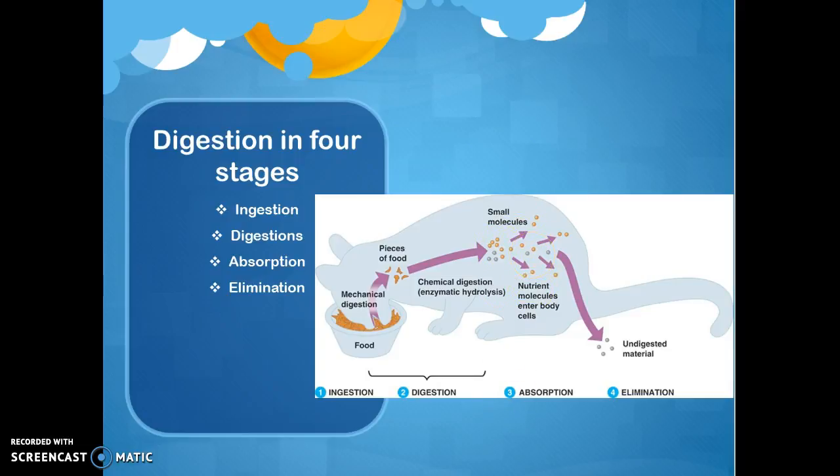Then there's absorption, which is where the small molecules actually get absorbed into the body. That happens in the small intestine. Those are the nutrients being absorbed. And then elimination, that's getting rid of the undigested stuff, the food that we can't break down. That's actually what poop is.